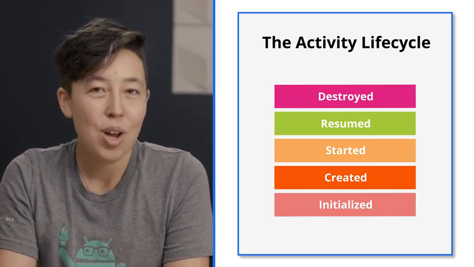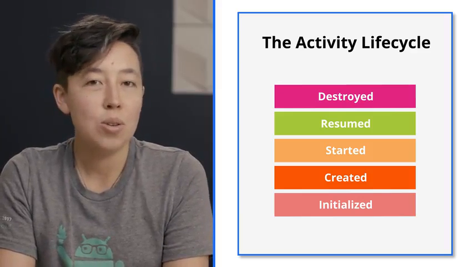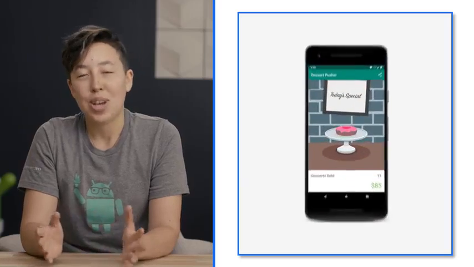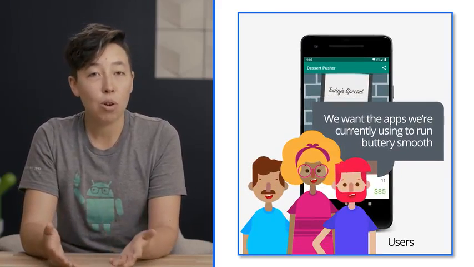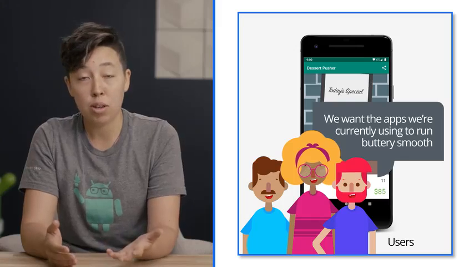Now, besides the fact that you might get asked a question about the activity lifecycle in, say, a job interview, why does this all matter, and what is the use of the activity lifecycle? Okay, so to answer that, think about your phone. When somebody is using their phone, the most important thing is that the app that they're currently using works well and renders smoothly for them.